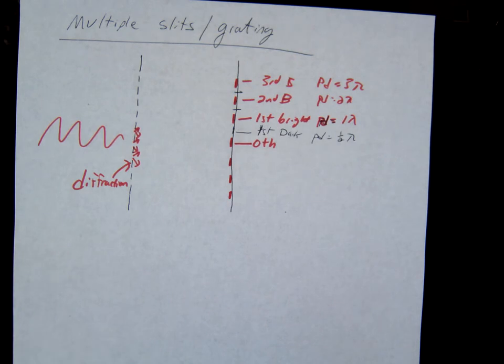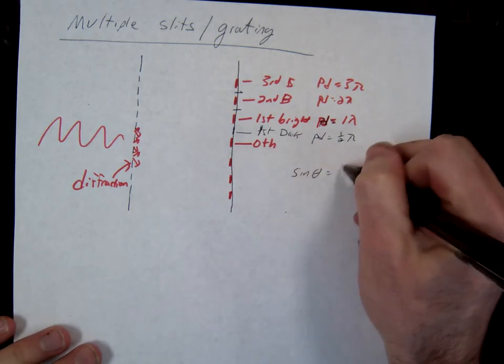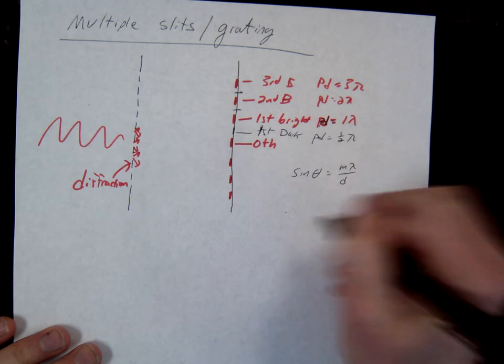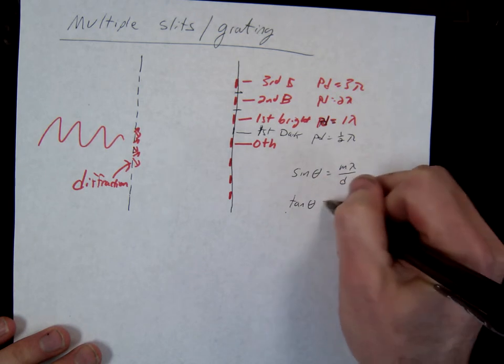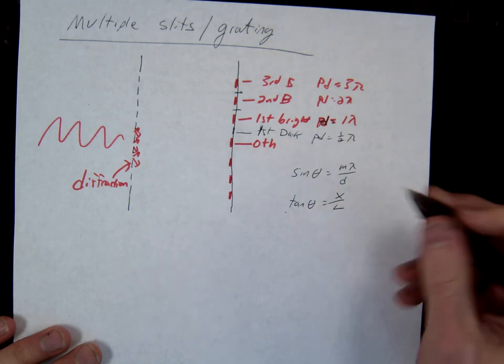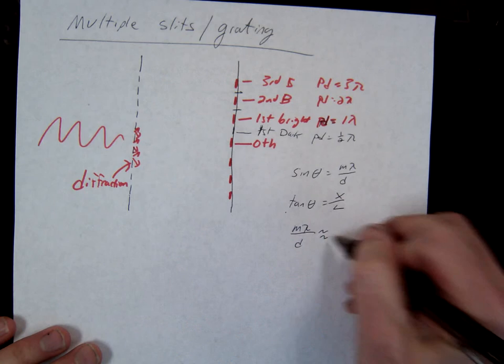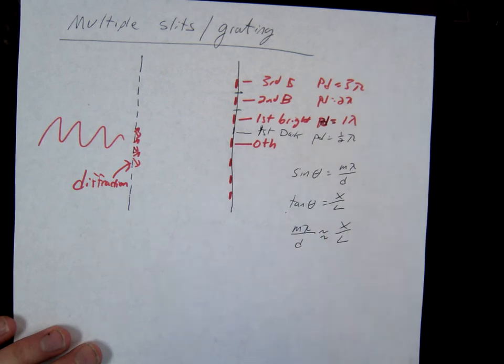So far nothing's changed, and the math is going to be the same. We're still going to use sine theta equals m lambda over d, tan theta equals x over L, and for small angles, m lambda over d is approximately equal to x over L. So nothing has changed here. These are all going to be the same.